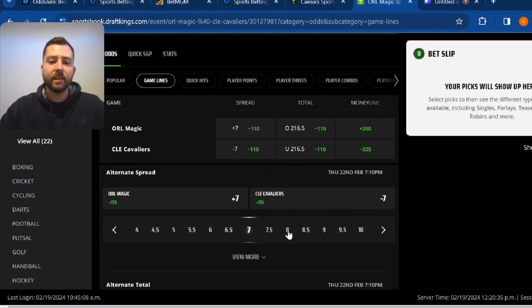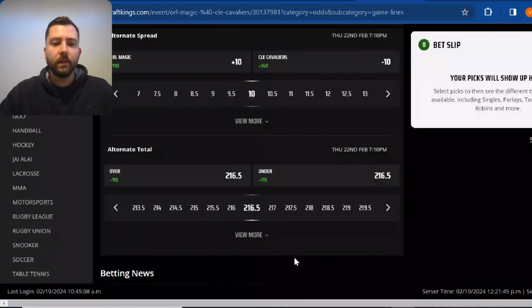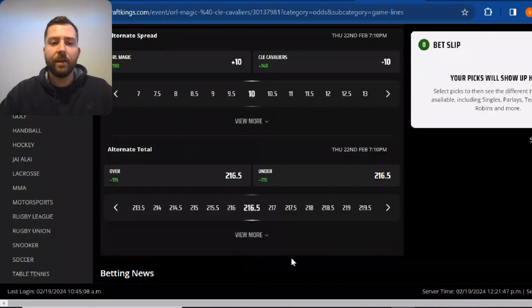So in this case, if I want the Cavaliers minus 10 points instead of 7, I can get a better payout if they win by 10 versus if they win by 7. We also have the option to bet alternative totals. So the main market here is set at 216 and a half points.